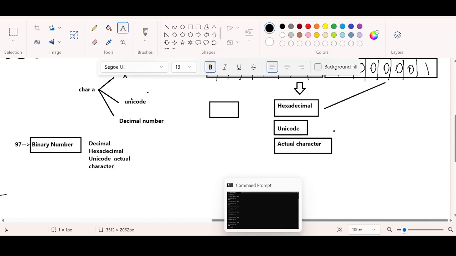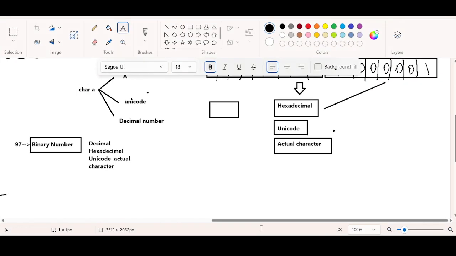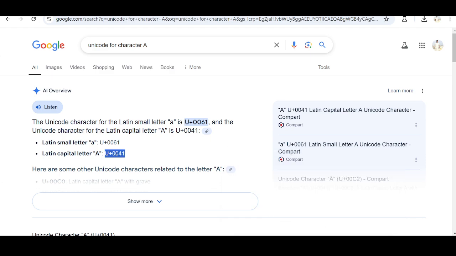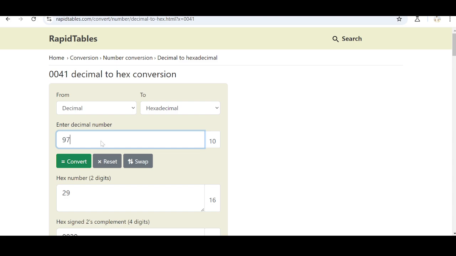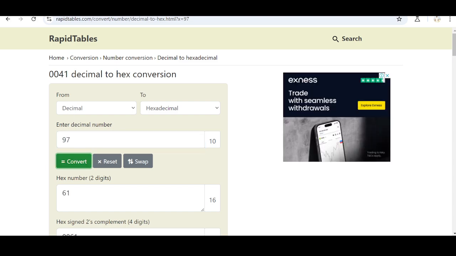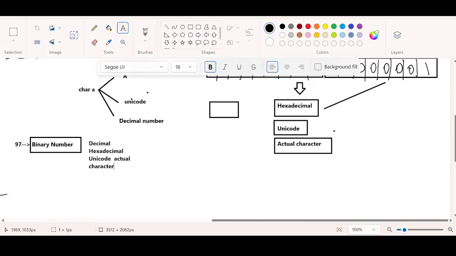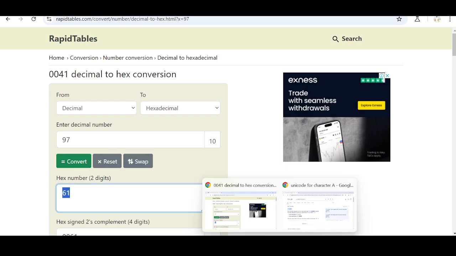Let us do this conversion manually. 97 has to get converted to a hexadecimal number. Let us do that manually. Decimal to hexadecimal, 97. I'm converting the decimal number to hexadecimal. You are getting 61. Okay, go back. What is the hexadecimal number? 61, right? 61.